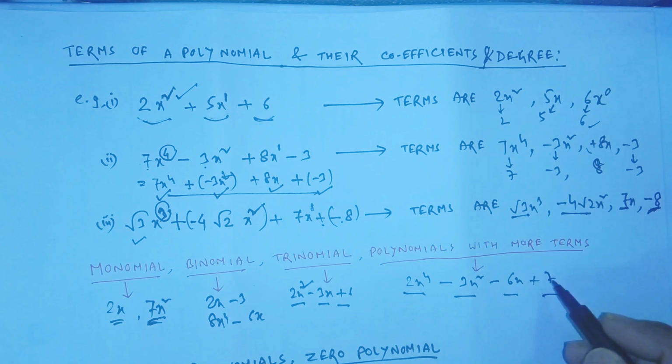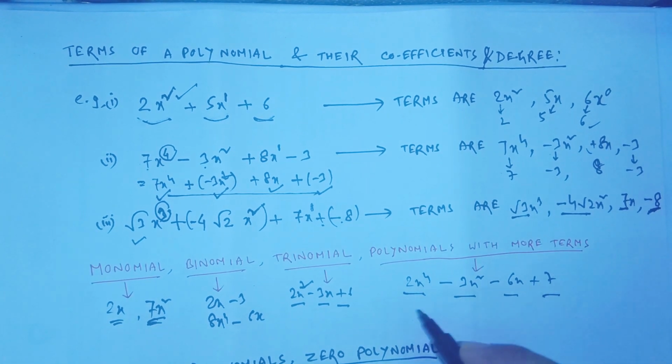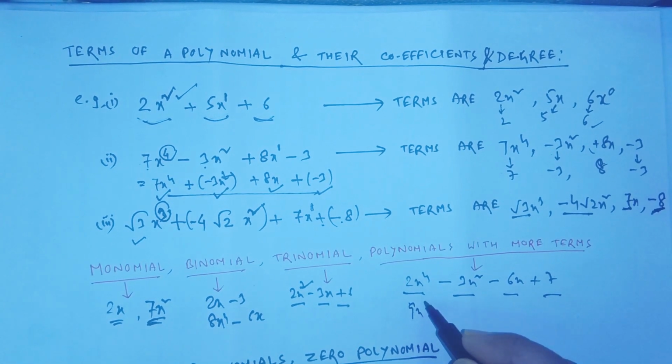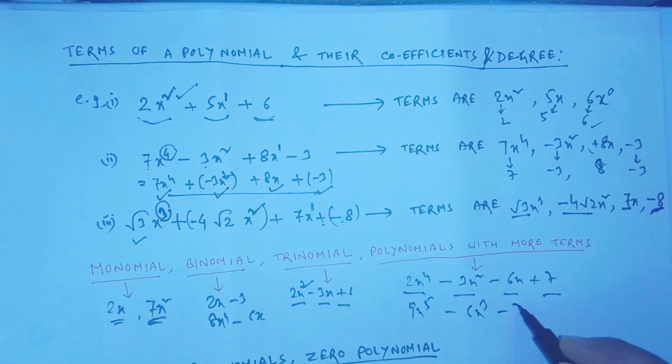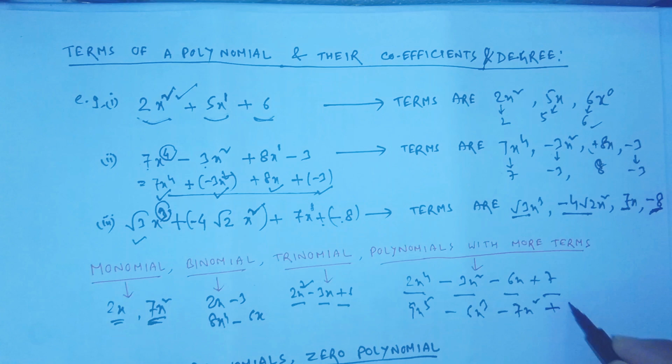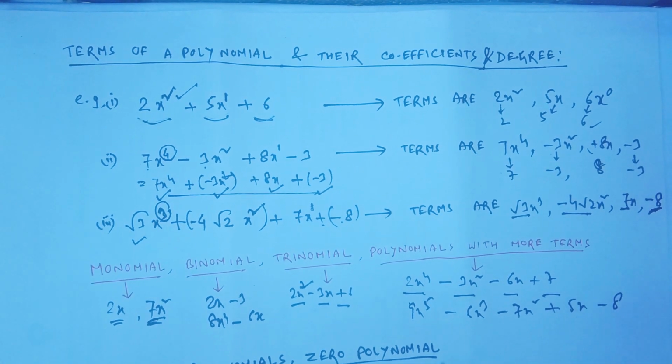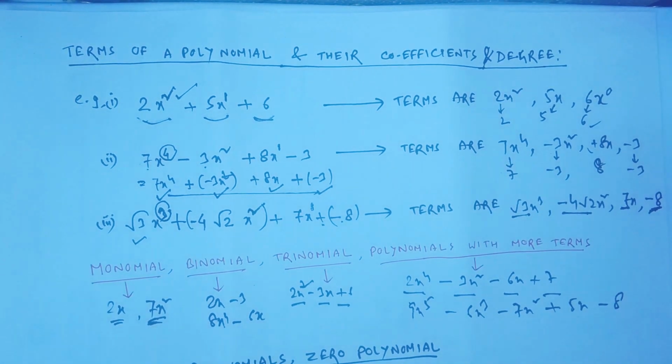Is it okay? Suppose you have one more, 9x to the power 5 minus 6x cube minus 7x square plus 5x minus 8. Now see, 1, 2, 3, 4, 5 terms. So this is a polynomial having 5 terms. So we read it like this. Alright.